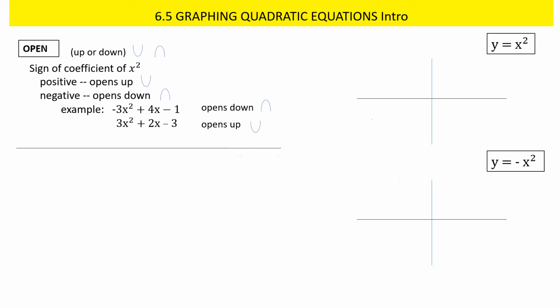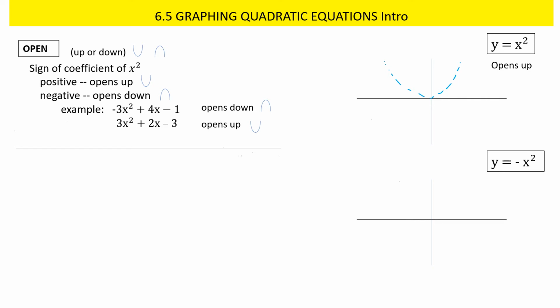Now, let's take a look at y equals x squared and y equals negative x squared, and let's see how we're going to open on each one. The y equals x squared, that means I'm going to open up. So that's how I'm going to draw my base equation. I'm going to start here at the origin, and I'm going to make dotted lines just to show what my base equation will look like.